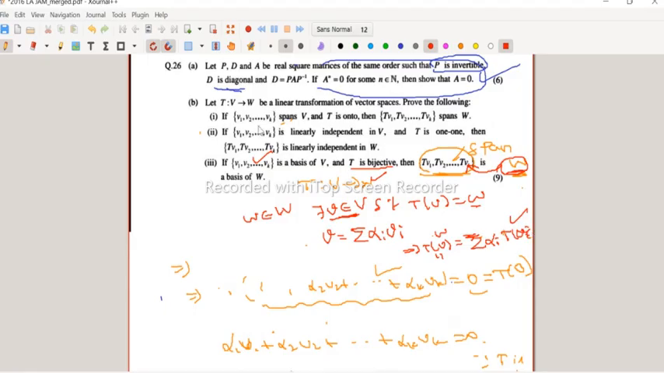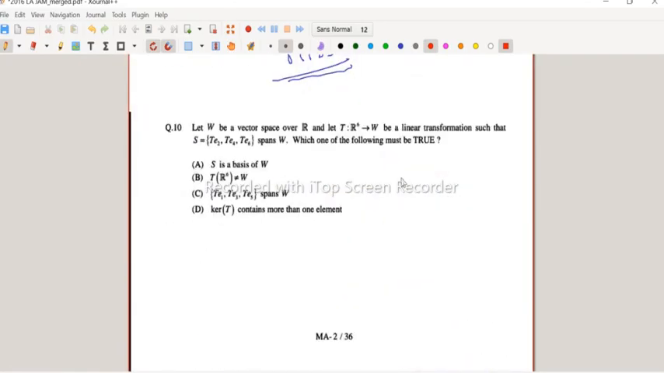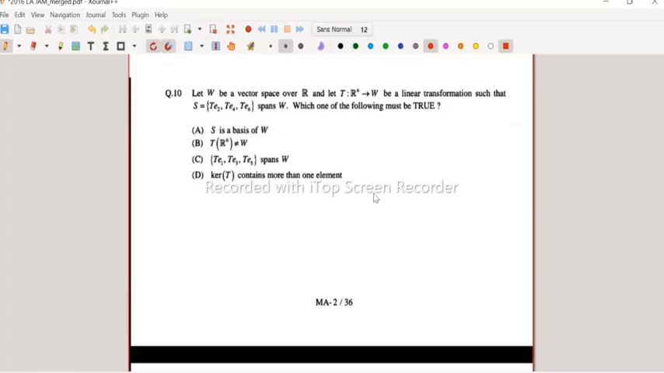Now look at the first one also. Now we prove the first one. If it spans V and T is onto, then the image spans W. Combining the first and second, that is the third one. So maybe you try to prove this one similarly.